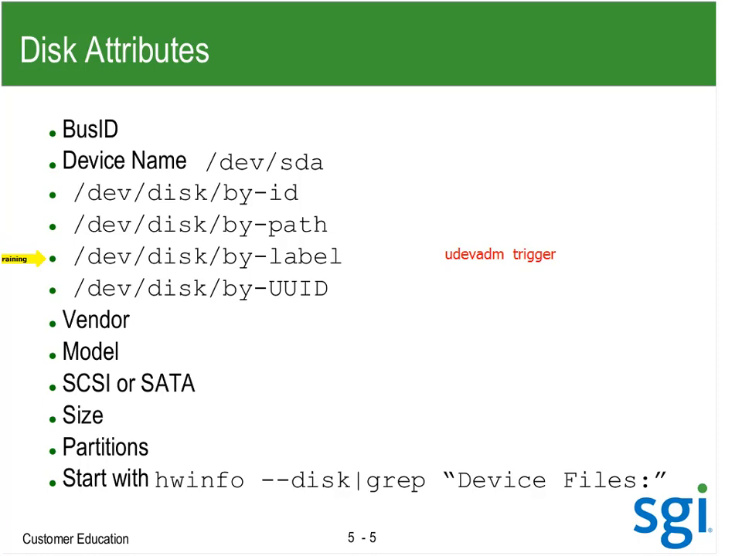Also want to know the vendor, the model, and my SCSI, SATA, SAS needs to be added in here. What's the size of the drive or partition or LUN? And one of the key things I do when I start off is hwinfo --disk, and then I grep for device files. And that gives me all the different ways of specifying the same device. So let me get to a demo in a little bit here on that.